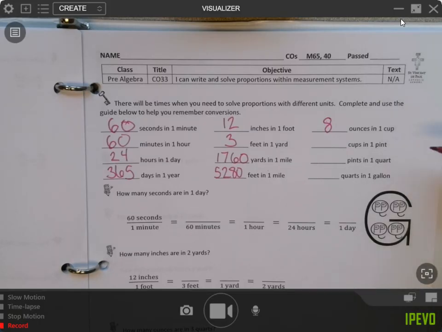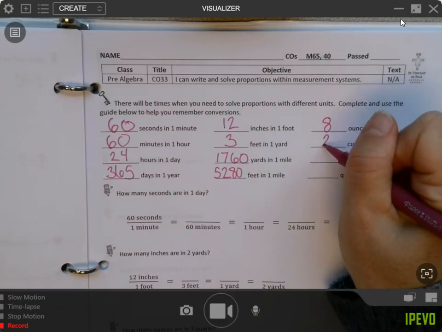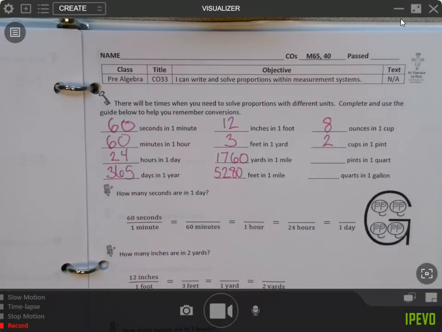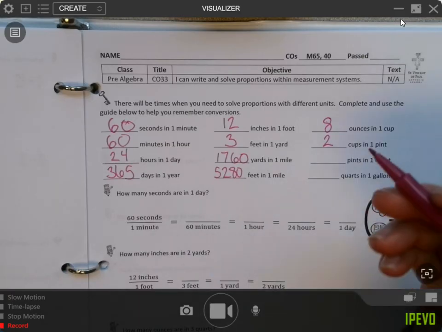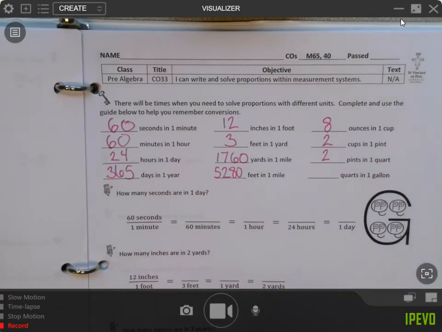Cups in a pint. What do you think, Graham? 16. Not 16. Natalie? Was it 4? Not 4. A little bit lower. Mark? 2. 2 cups in 1 pint. How many pints in a quart? David? 2. 2 pints in 1 quart. And how many quarts in a gallon? What do you think, Christina? 4.